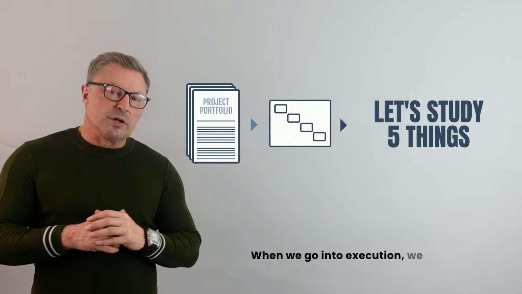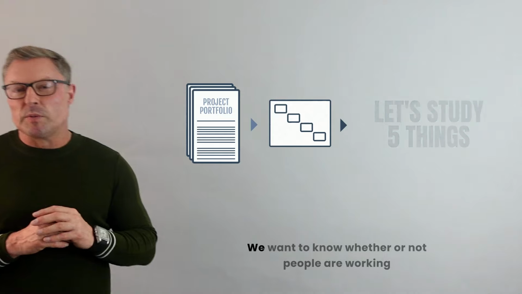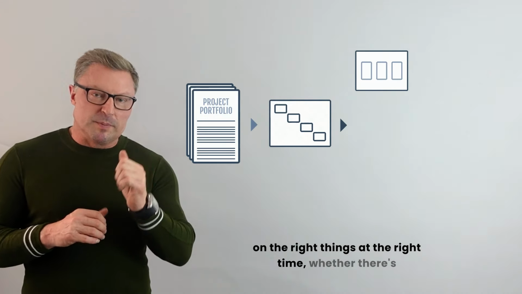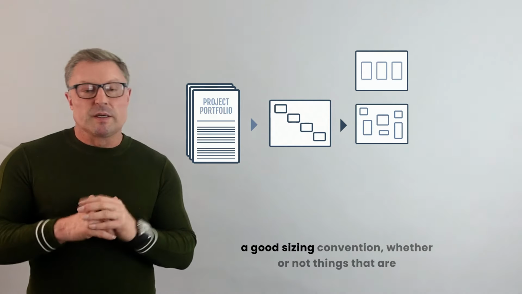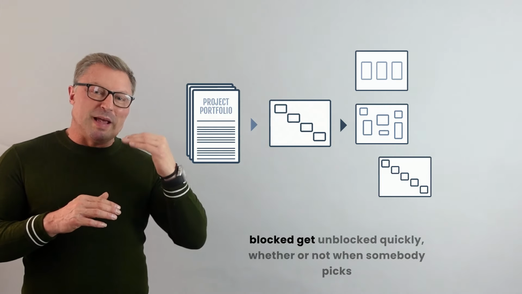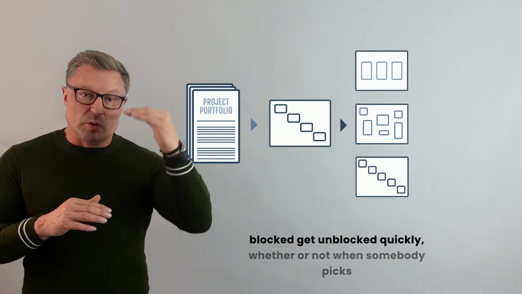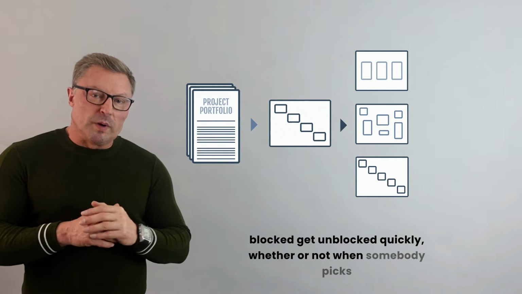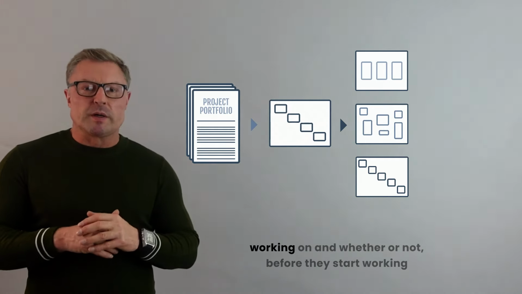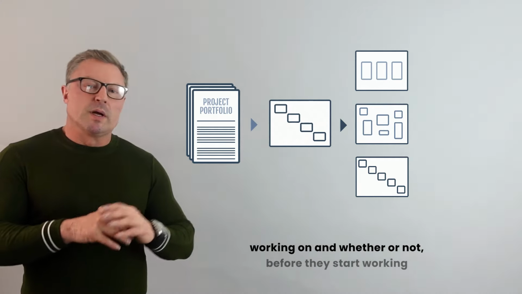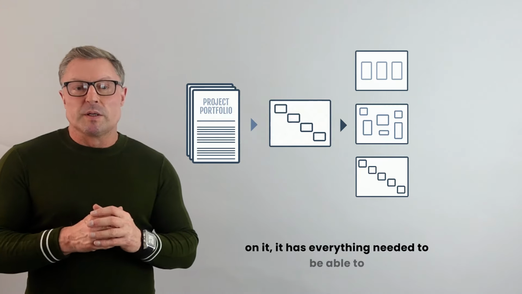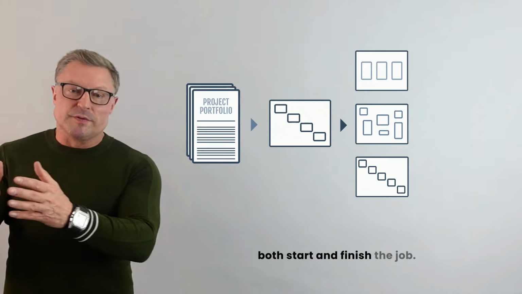When we go into execution, we want to study 5 things. We want to know whether or not people are working on the right things at the right time, whether there's a good sizing convention, whether or not things that are blocked get unblocked quickly, whether or not when somebody picks something up, they know what the thing is that they're working on, and whether or not before they start working on it, it has everything needed to be able to both start and finish the job.